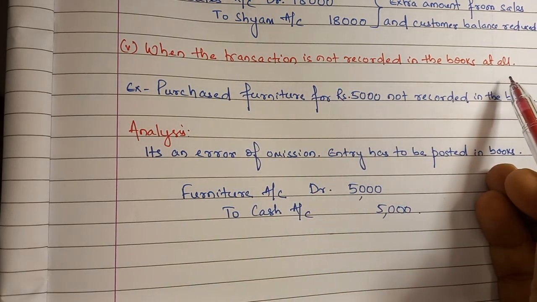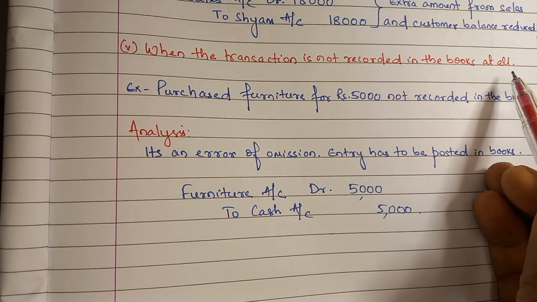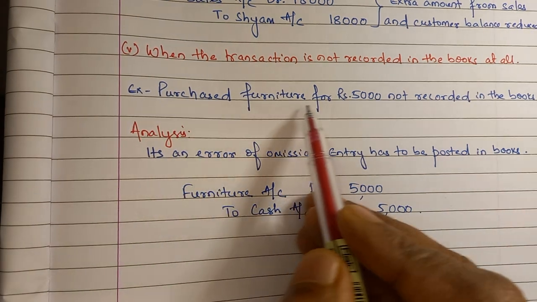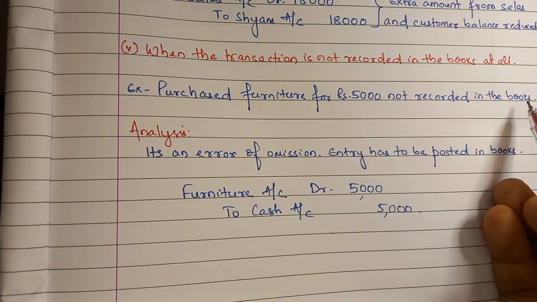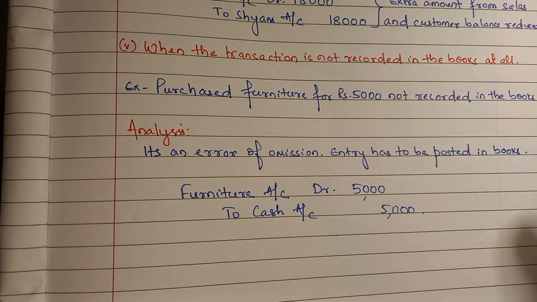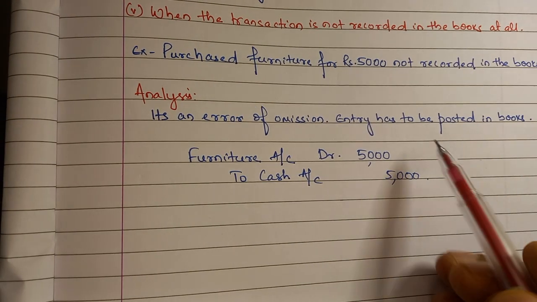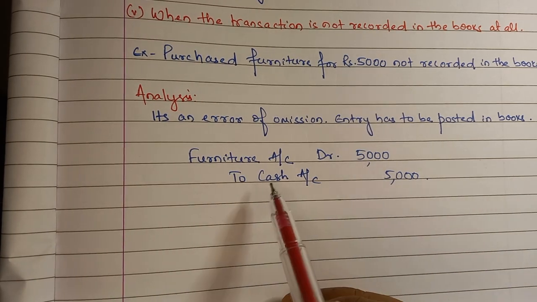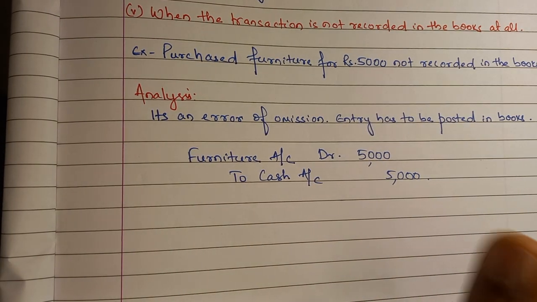Now coming to the last error, when the transaction is not recorded in the books at all. This is what we talked about, omission. That means you have missed out to post the entry. So for example, purchase of furniture of rupees 5,000 not recorded in the books. So it is simple. If it is not recorded, the rectification entry is you record it, right? So it's an error of omission. Entry has to be posted in the books. So the entry is furniture account debited 5,000 to cash account. So this is the last entry.